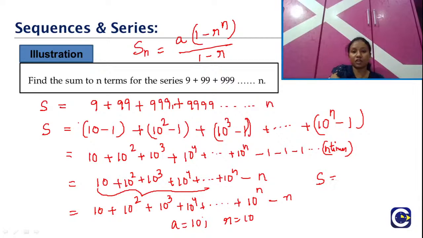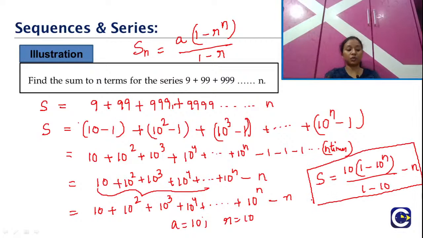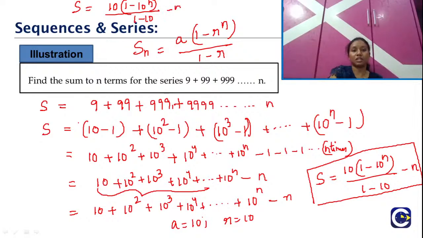That means our S here will be equal to 10 times (1 minus 10 power n) divided by (1 minus 10), and then here we already have minus n, so it will be minus n. So the S value according to the given question will be equal to 10 into (1 minus 10 power n) divided by (1 minus 10 power minus n). Right, so the given series S will be equal to 10 into (1 minus 10 power n) divided by (1 minus 10 power minus n). So this will be the final answer here.